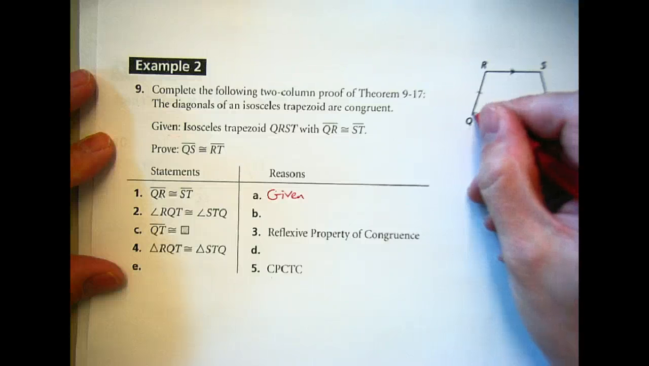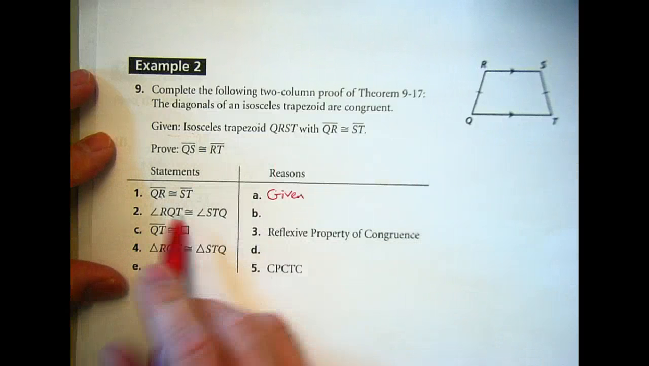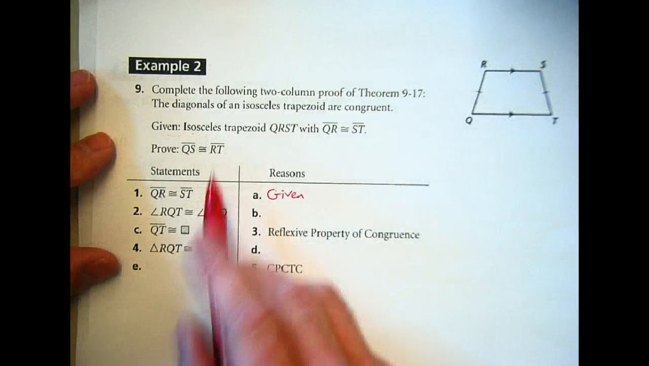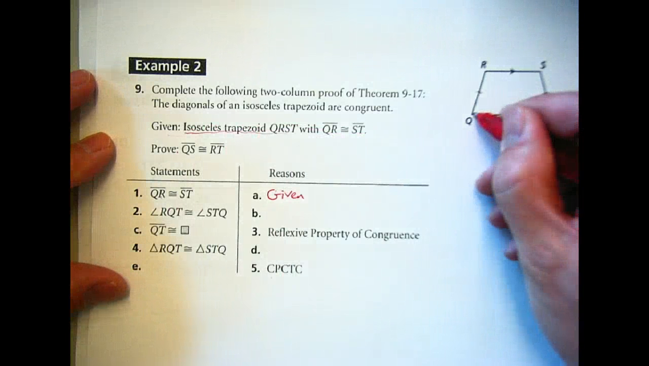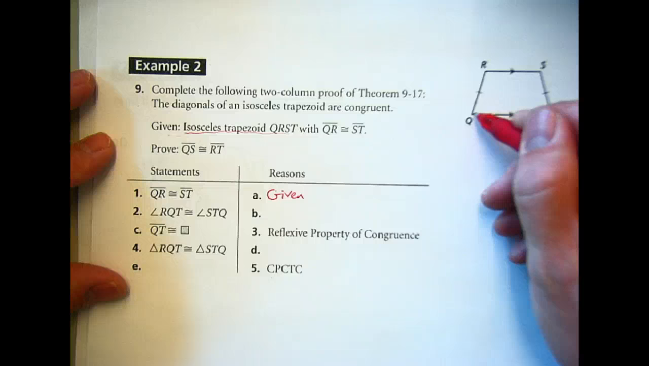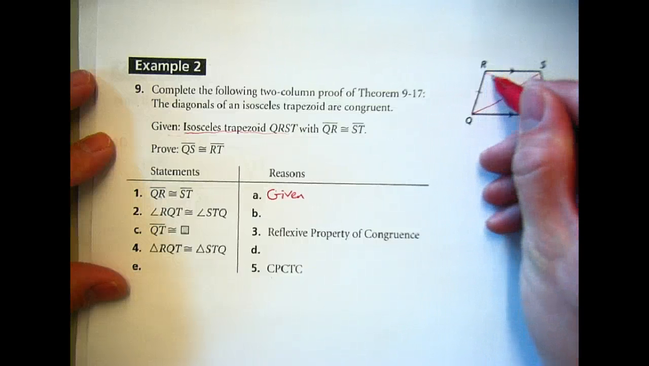Shouldn't they state that it's an isosceles trapezoid to be able to state that RT is congruent? Yeah, it does say that, they should state that in their statements. They didn't state this. They should state that it's given the isosceles trapezoid. Okay? But remember, we are trying to prove that this is congruent to that.